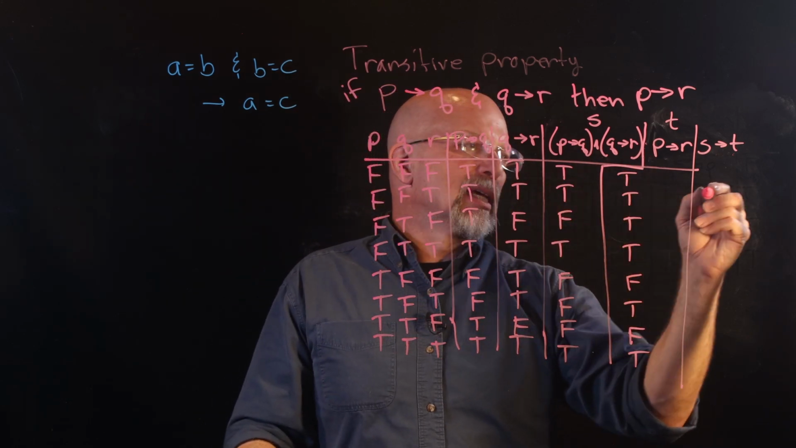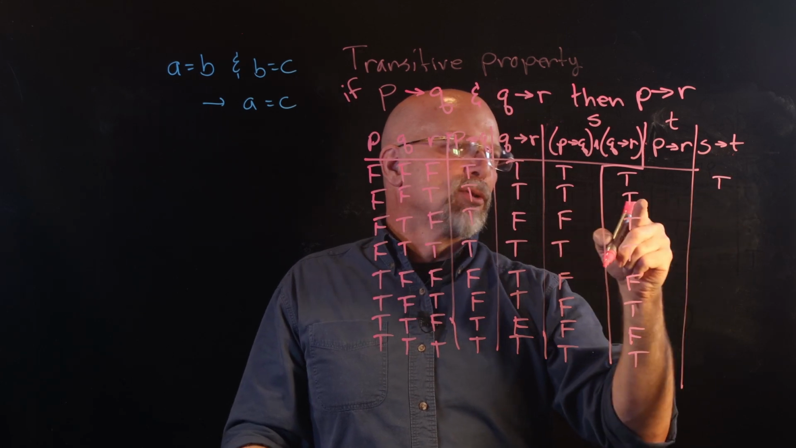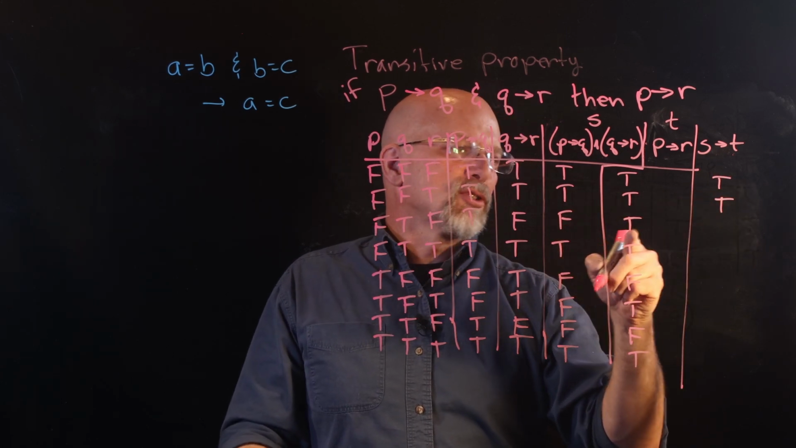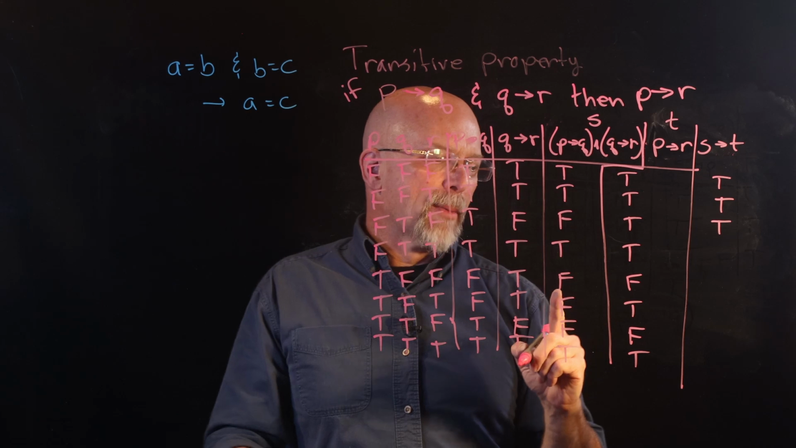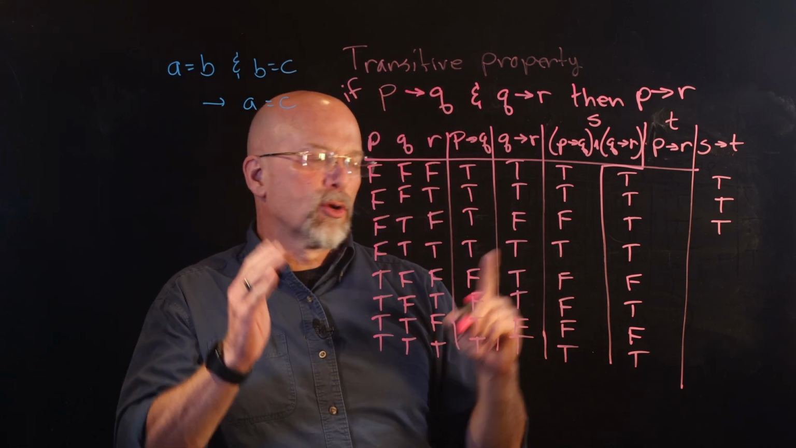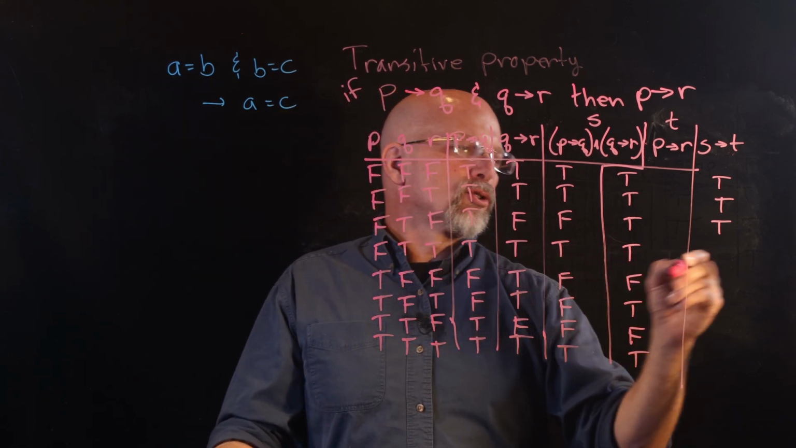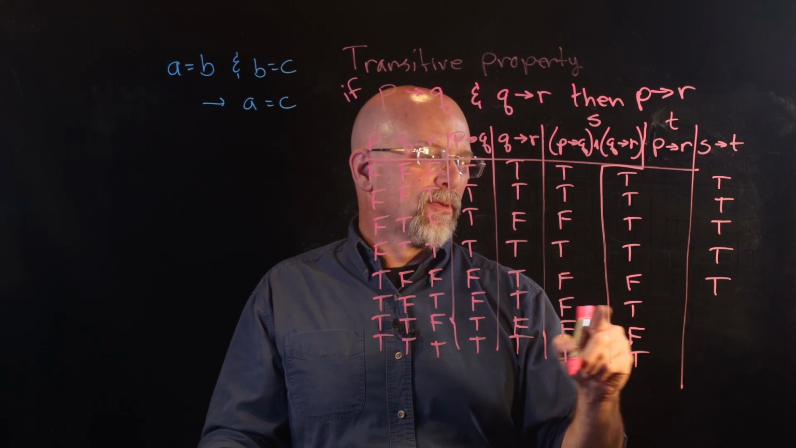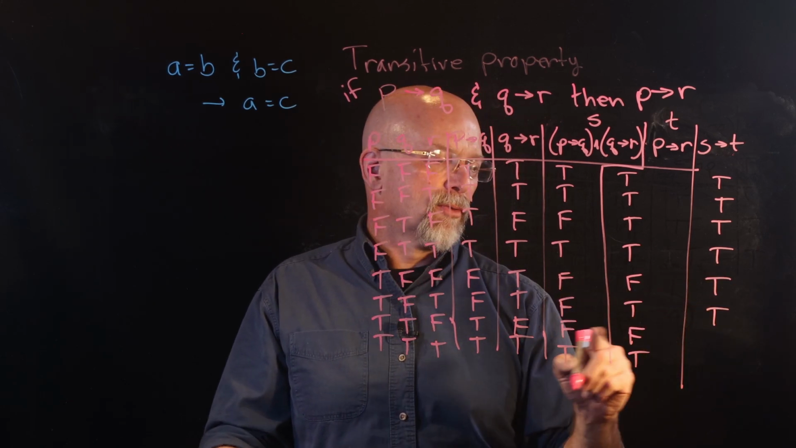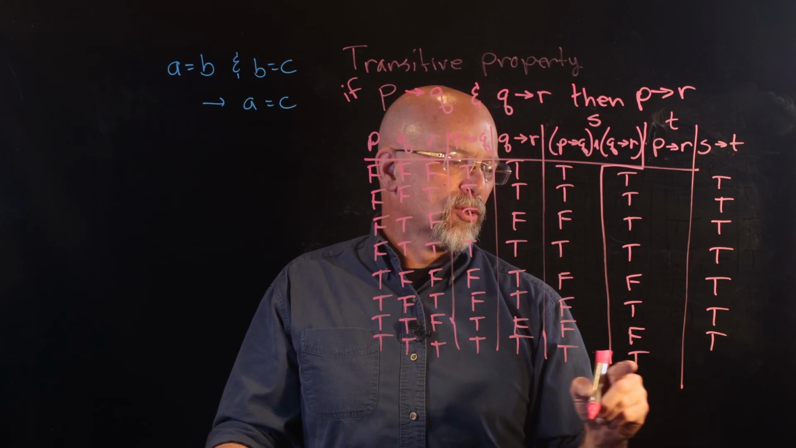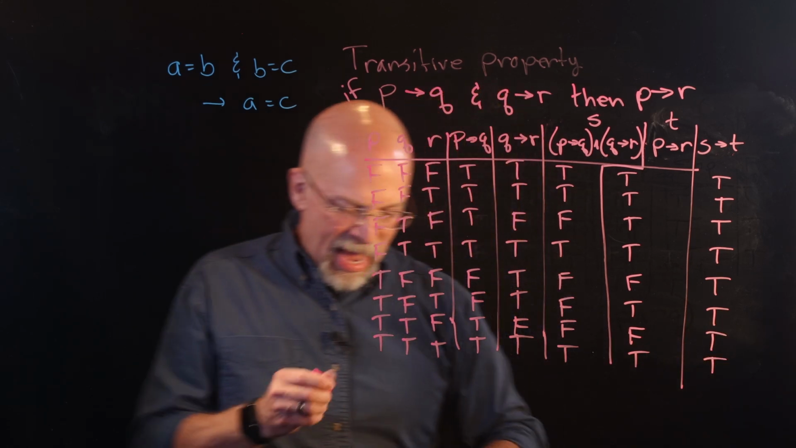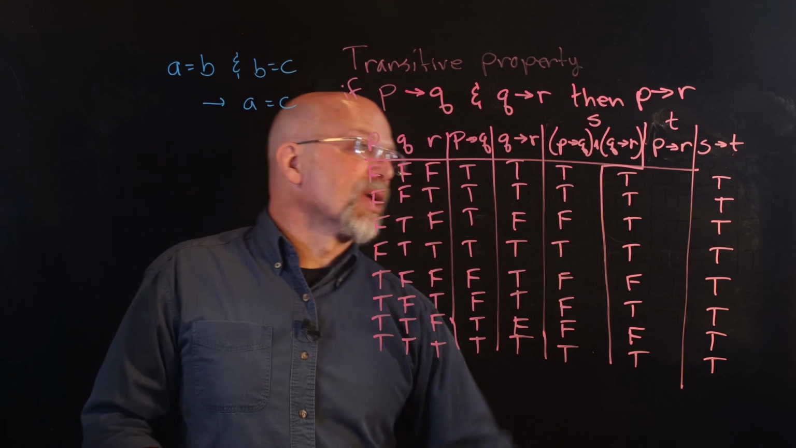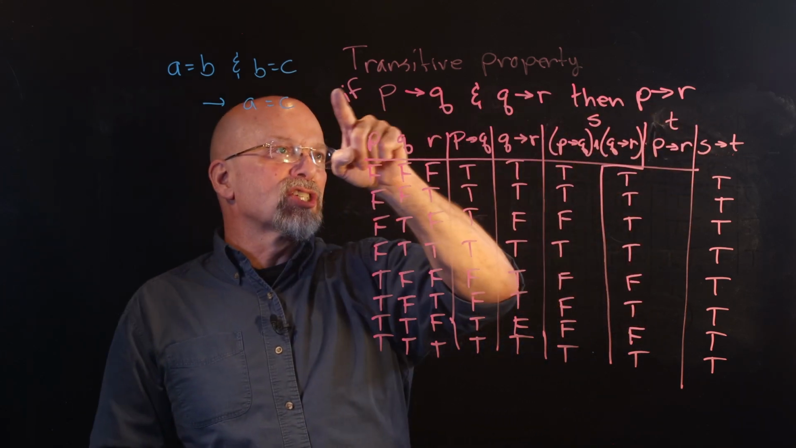So we have T, T, that's true. True, true, that's true. False, true, that's true. Remember, the only thing that we can have is whenever a true implies false. True, true, that's true. False, false, that's true. False, true, that's true. False, false, that's true. True, true, that's true. And it looks like what we've done is we have proven this statement right here.